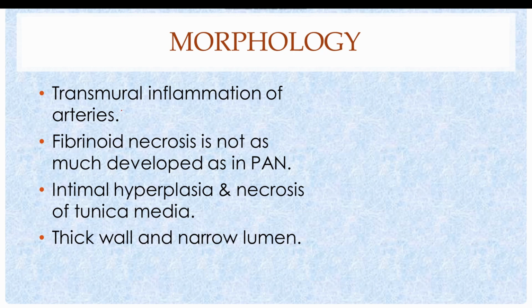The histological features of Kawasaki disease resemble polyarteritis nodosa, hence it is also known as the infantile form of polyarteritis nodosa. The histological picture reveals transmural inflammation of arteries. Transmural means involving full thickness of blood vessel wall. The inflammatory cells are most commonly macrophages, lymphocytes, and neutrophils.